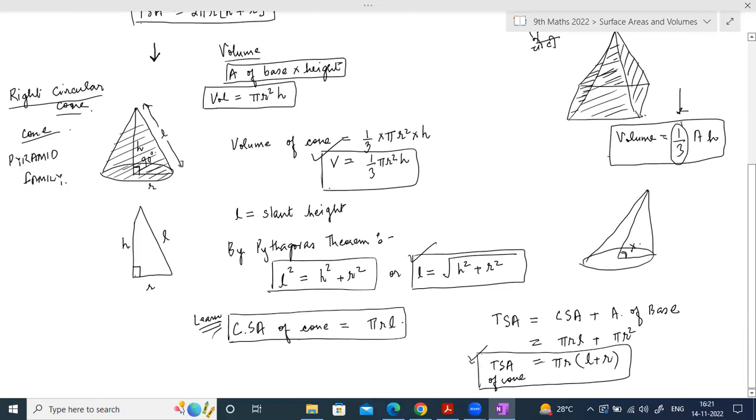This formula will be used when you are required to find the total area. Where will CSA be used? Let's say you are making a birthday cap. The cap is open from the bottom, so no cardboard will be required to make this side. In that case, you will only find the curved surface area. And when the cap is closed, then you will find the total surface area. And volume is volume.